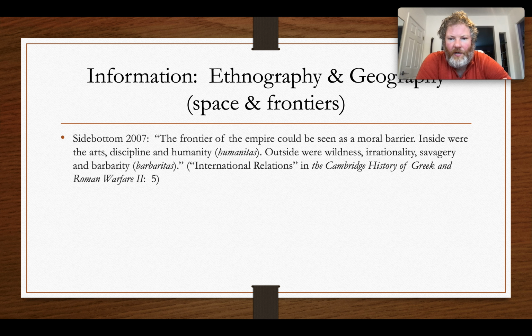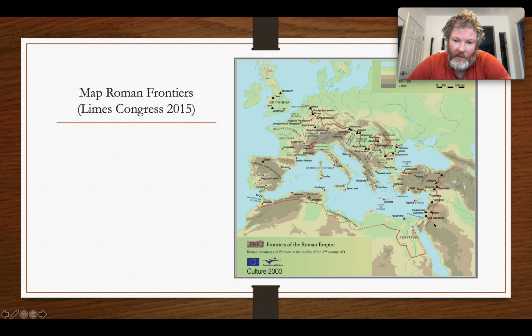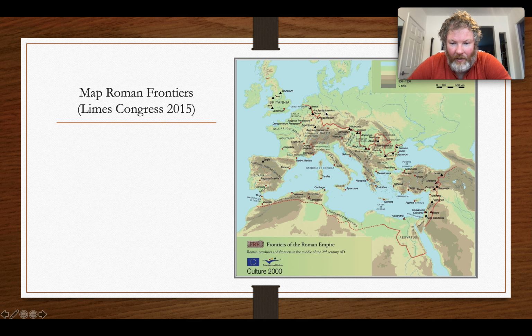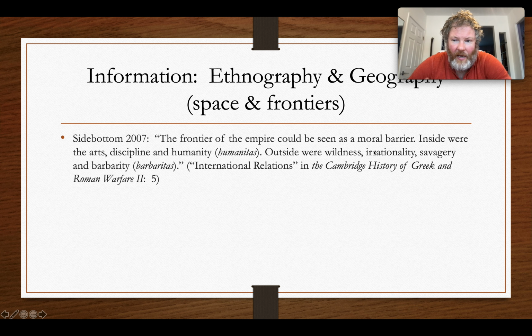So, the definition of frontier: one of the older views is that the frontier of the empire could be seen as a moral barrier. Inside were the arts, discipline, humanity. Outside were wildness, irrationality, savagery, and barbarity. Certainly that's more along the lines of how many Romans saw it. So even if we say this is a zone of all sorts of interaction and military interactions, as part of that the Romans might see everything on the inside as more civilized, especially in Italy, Greece, etc., and on the outside, wild, irrational, non-Roman barbarians.